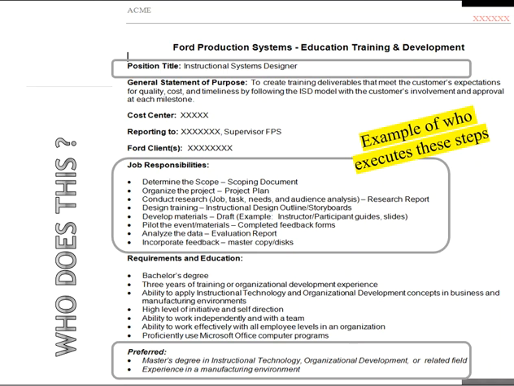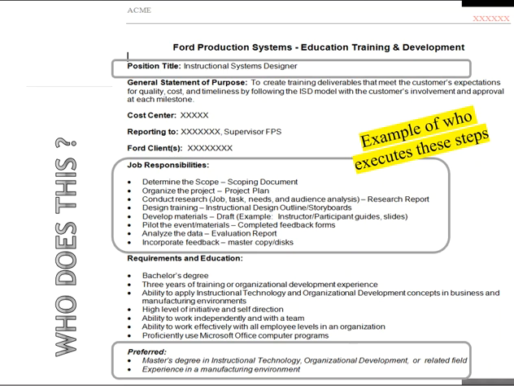Then let's look underneath that block to requirements in education. Oftentimes, you do not have to have a highfalutin degree to do many of these types of things. Anybody can do some of these tasks. It's very much a logical process if you have the background and basic training in certain areas. Here we see back in the day it was a bachelor's degree, 3 years of training or organizational development experience, ability to apply instructional technology and organizational development concepts in business and manufacturing environments. But the preferred degree at the bottom was a bachelor's degree in instructional technology, OD, or a related field like IO psychology. And of course, experience in a manufacturing environment.